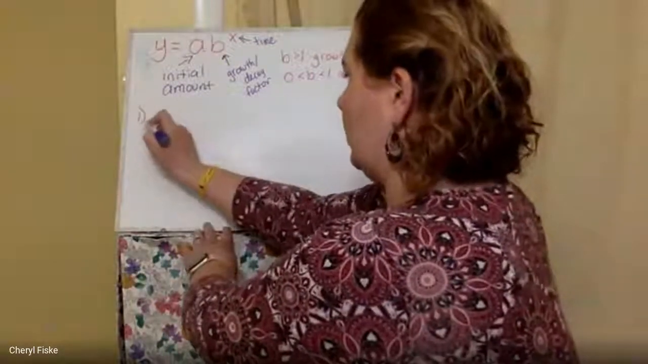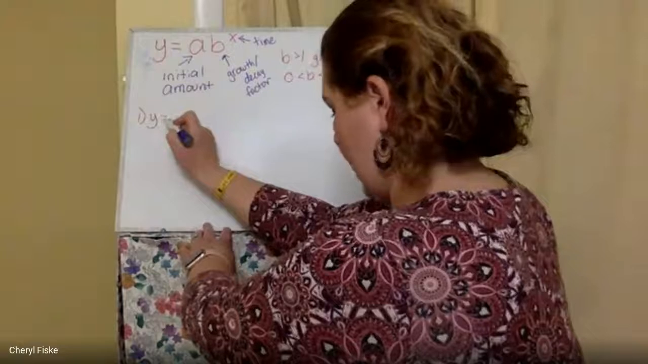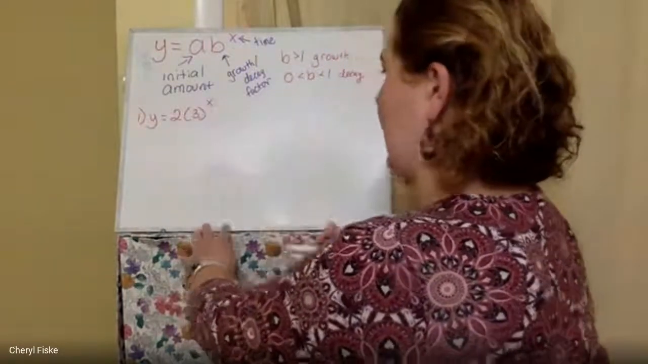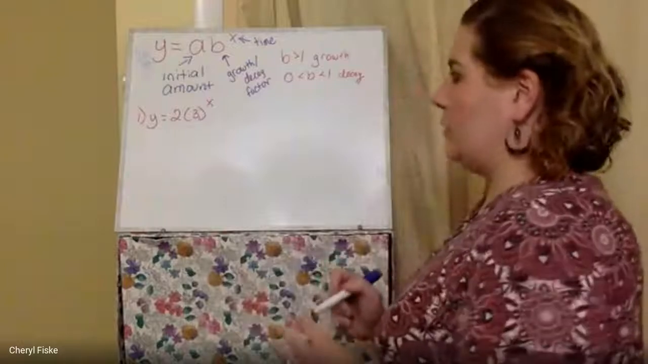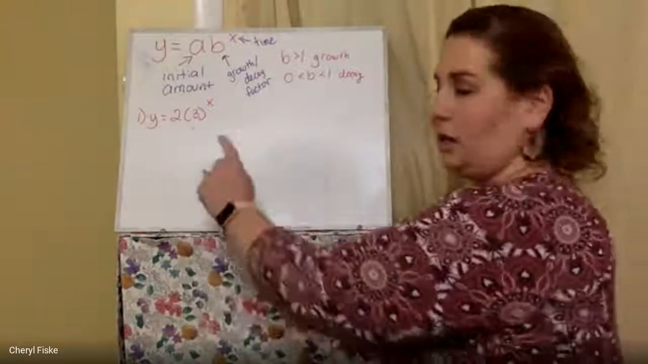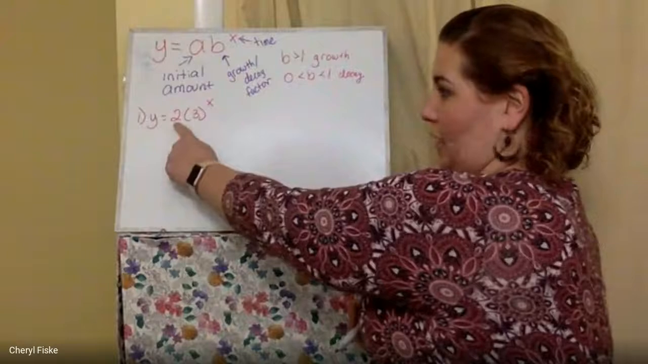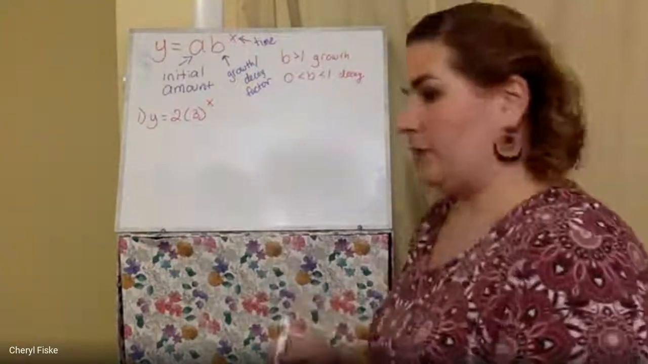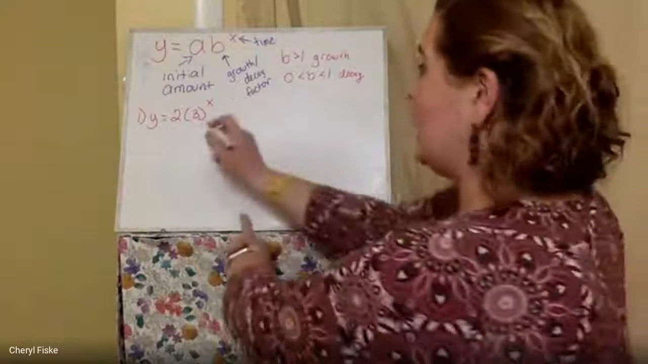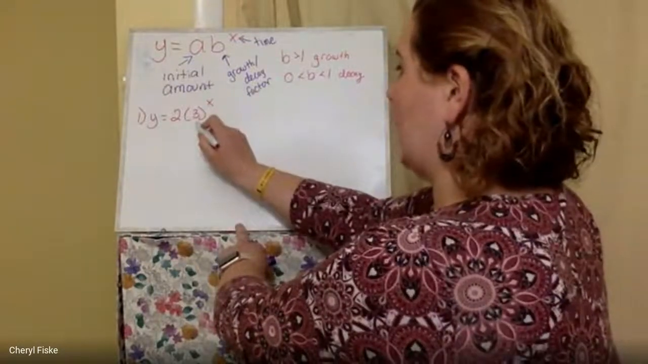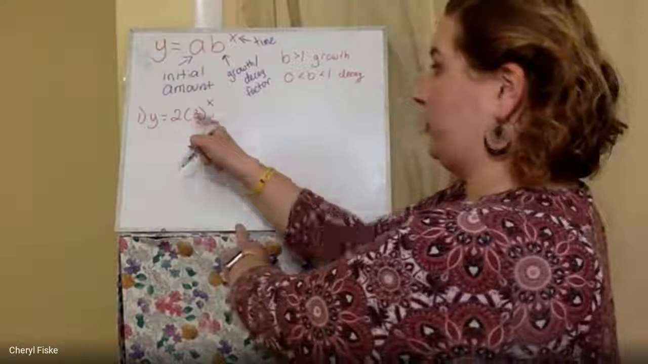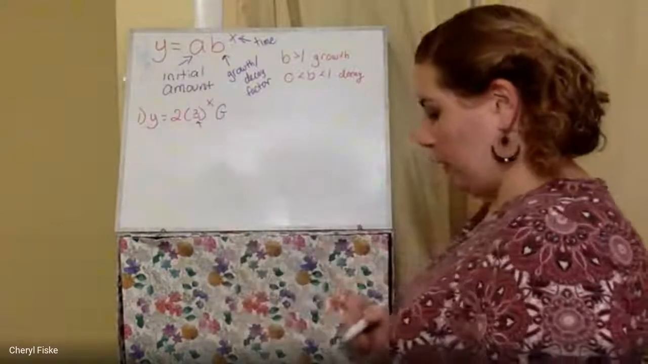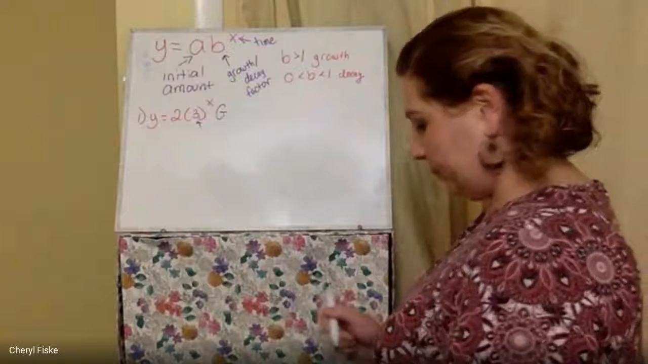Okay, so let's look at number 1. So y equals 2 times 3 to the x. So is that going to be growth or decay? Well, let's look. The 2 is the initial amount. So it started with 2 people. It started with $2. This is what decides growth or decay. And it's a 3. So that is exponential growth because it's above 1.